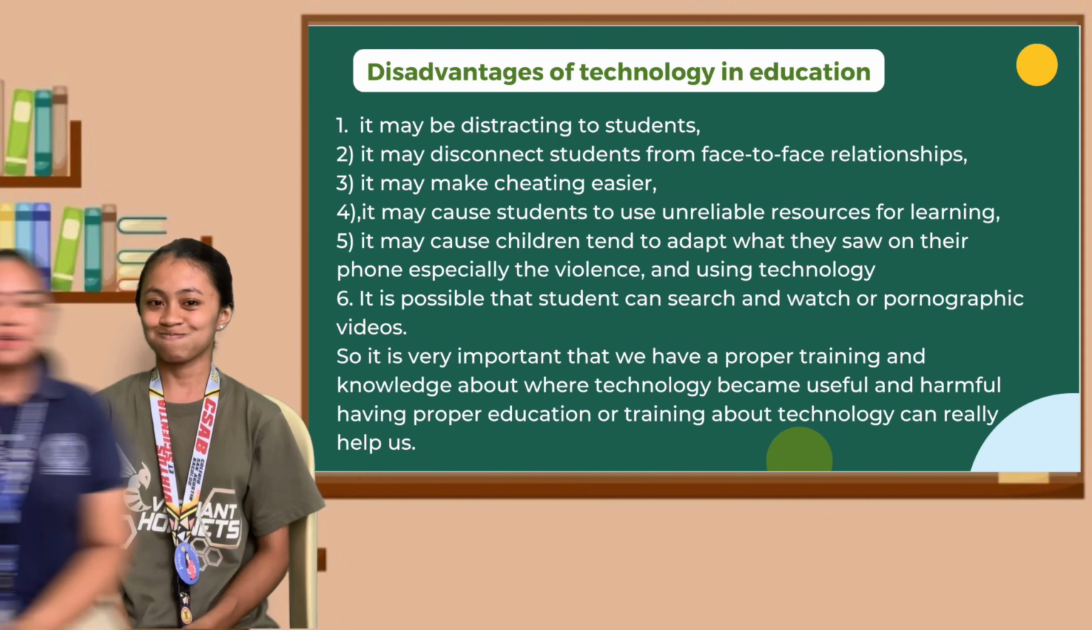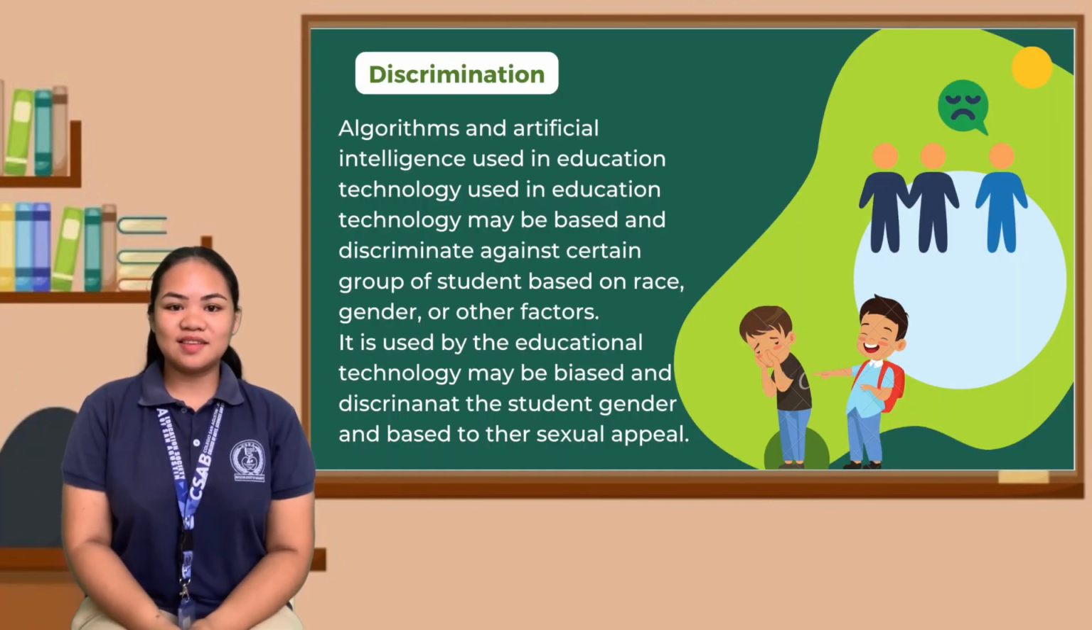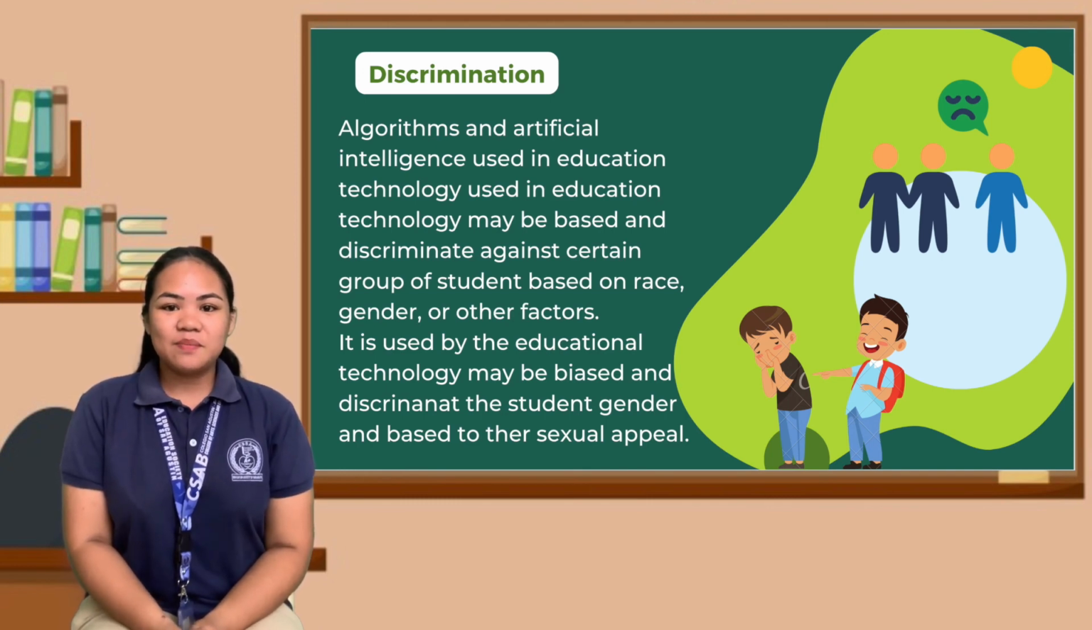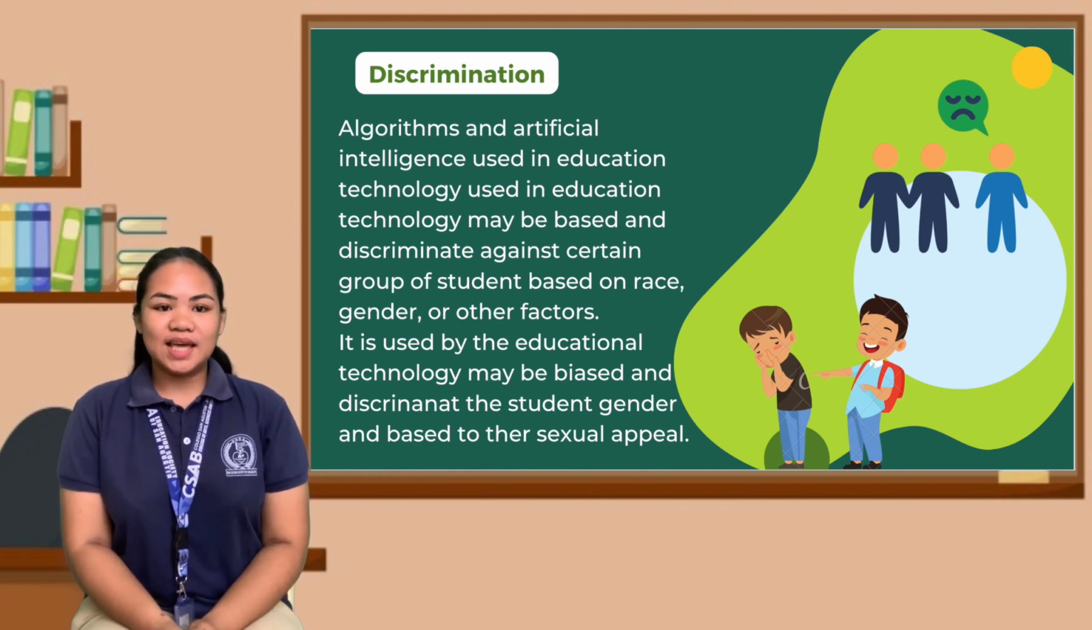Thank you. Discrimination, bias, and artificial intelligence used in education. Technologies used in education may be used to discriminate against certain groups of students based on race, gender, or other factors. It may be used to discriminate against students based on gender and sexual orientation. Like for example, the gay.